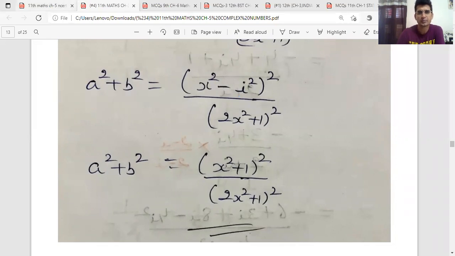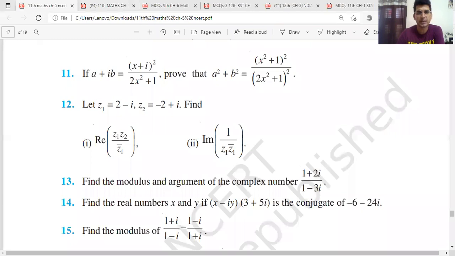That's what we have to do. a square plus b square is equal to (x square plus 1) whole square upon (2x square plus 1) whole square. Hence proved. Next question is question number 12.